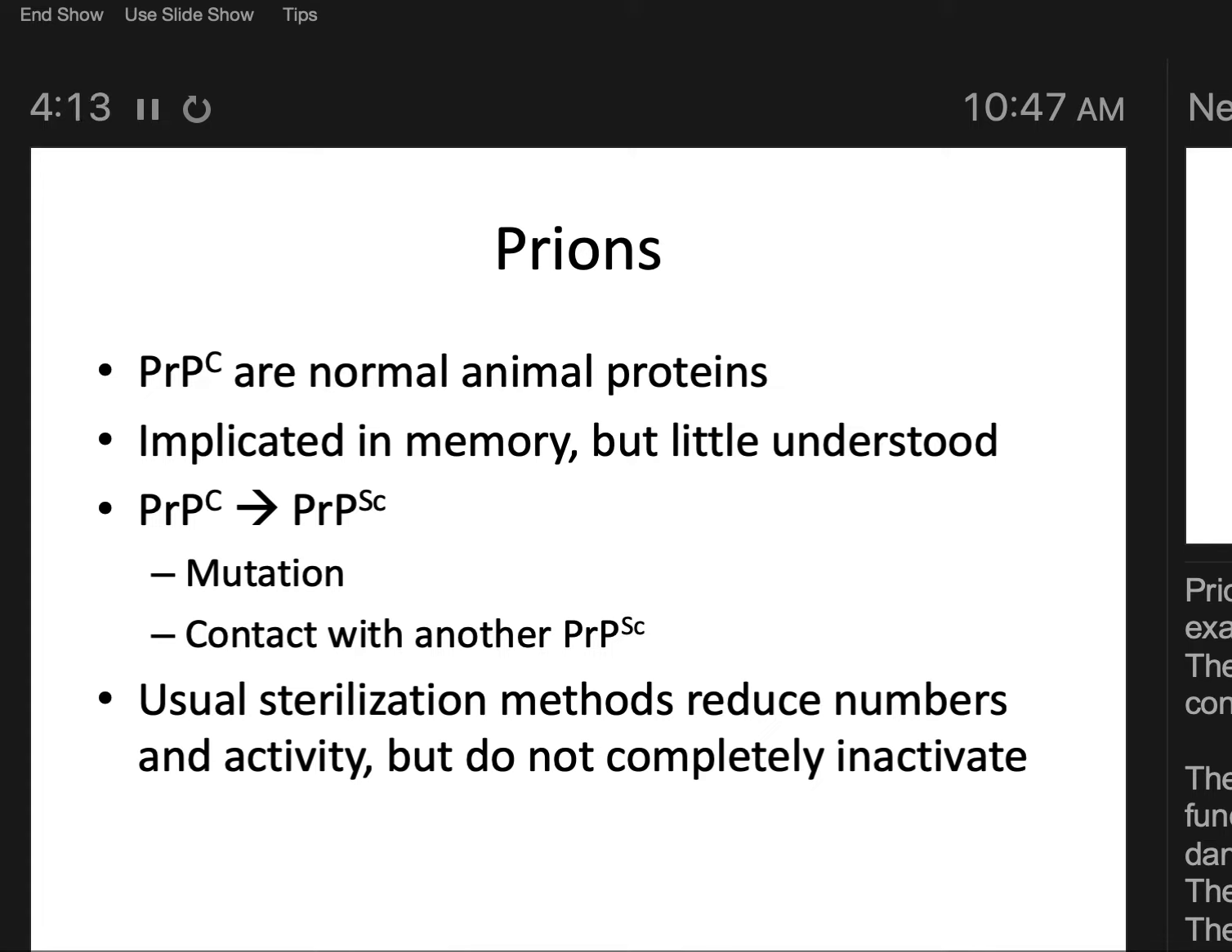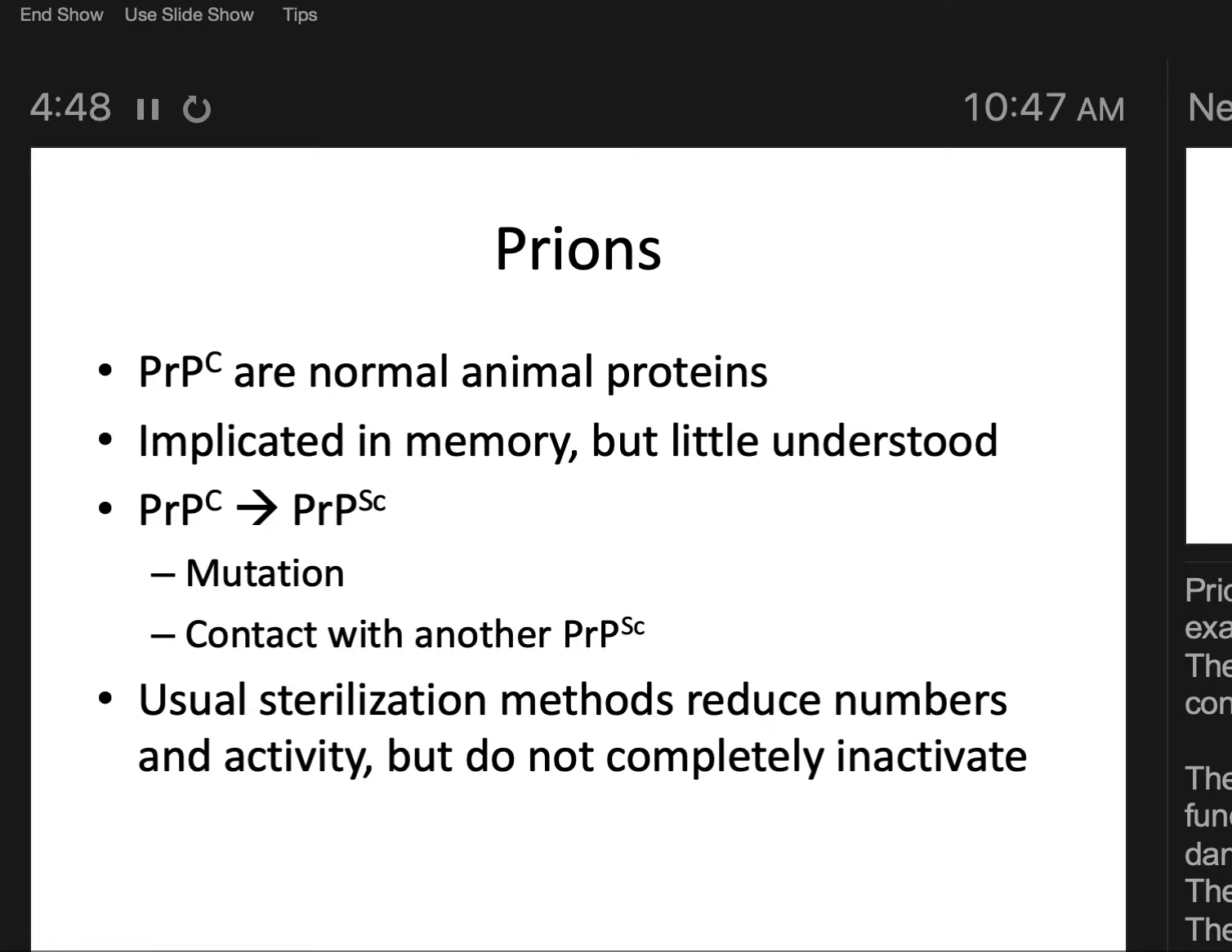And it has to do with the conditions in which we raise our animals and slaughter our meats. They create a very, very high risk scenario for pathogens to evolve and move from the animal population to the human population. And prions are another example of that. So usual sterilization methods do reduce the numbers of prions and the activity of prions, so that helps a lot, but it sometimes does not completely inactivate or get rid of every last one, right? So that's the problem: you really want to get rid of every last one.